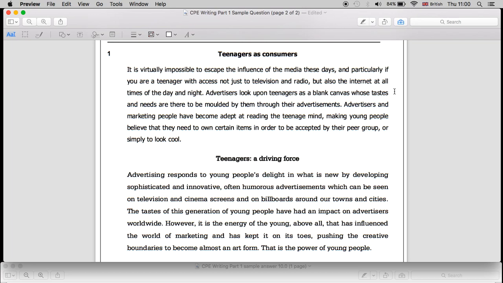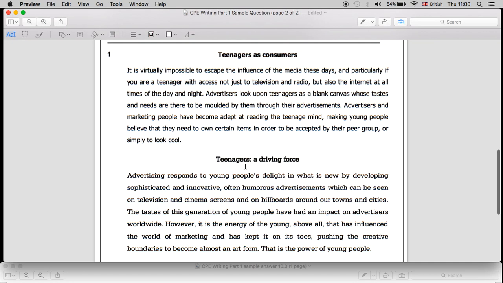So if we were to pick out the main ideas in this short text, essentially, to summarize, the text puts forth the idea that teenagers are molded, influenced greatly by advertising and the media, and that those who create advertising and marketing have become adept, have become extremely skilled at understanding and predicting the teenage mind, how young people think, and finding ways to manipulate that to their own profit.